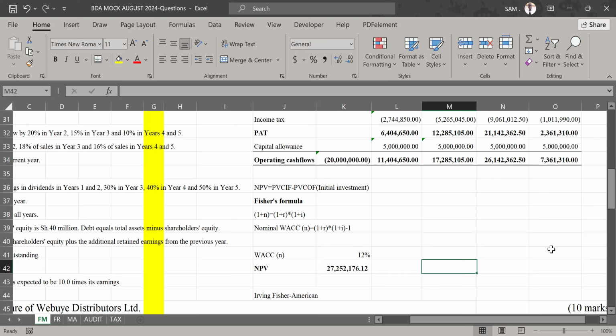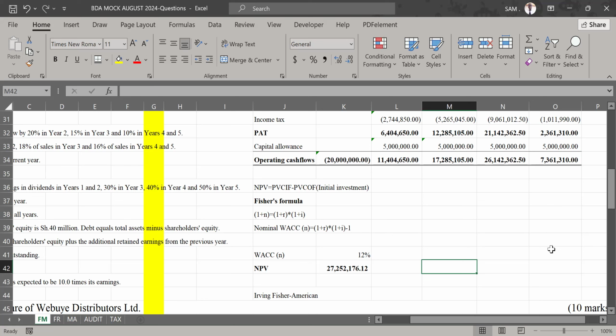It should be the same. 7361310. Check all of them, the figures. You must get somewhere where there is a difference. They're exactly the same, all of them. Mine is the same, with the same deduction for Haman. You're also having the same figure for 27, 252, 176, and then the NPV, the same for Haman.